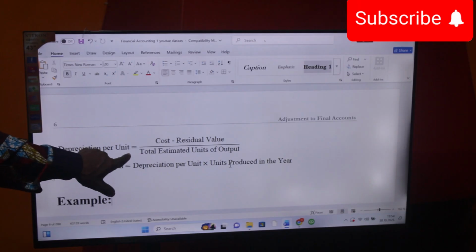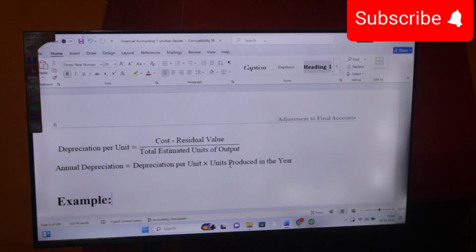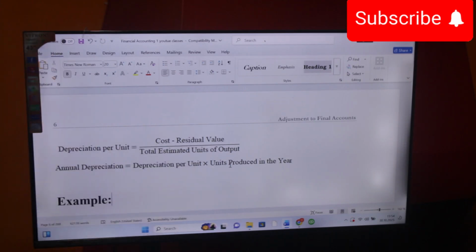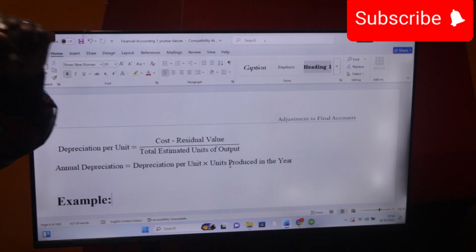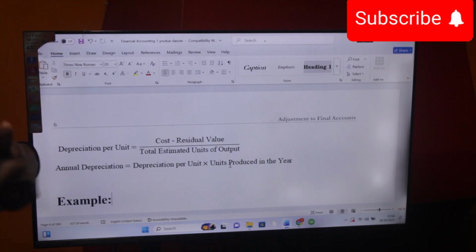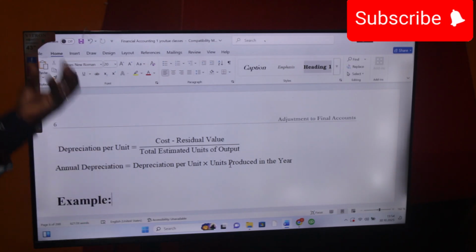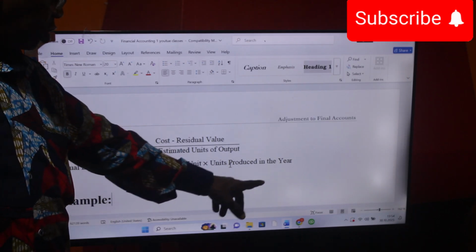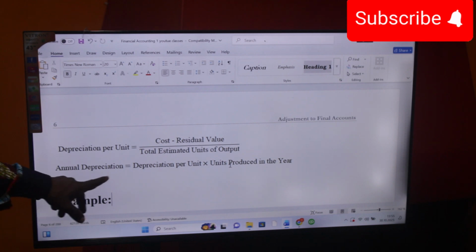You get depreciation per unit by taking cost minus residual value, divided by total estimated units of the output. So for every unit, you know how much you are losing in terms of value. If you're not producing, we are assuming you're not losing value. But the more you use the machine, the more you are losing value. Therefore, at the end of the year, you take the number of units you have produced and multiply by depreciation per unit to get the annual depreciation expense.